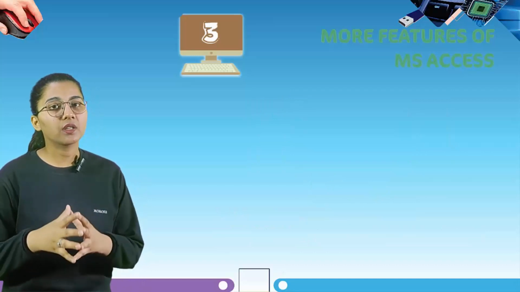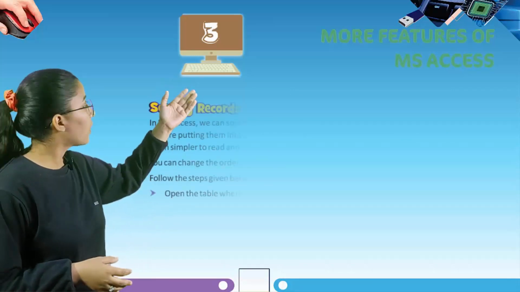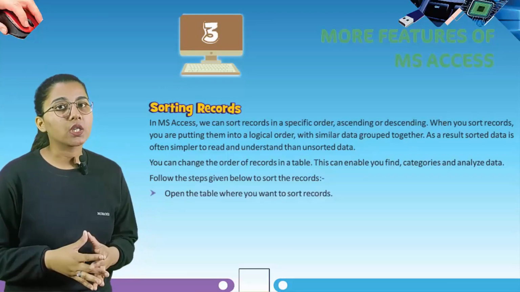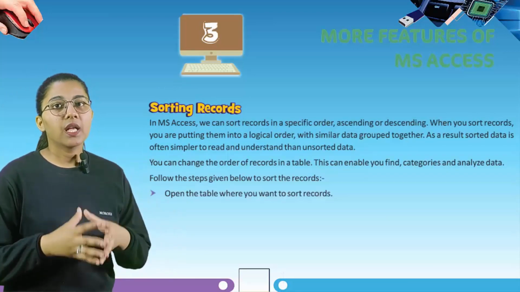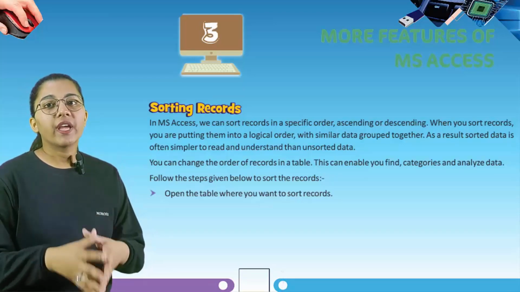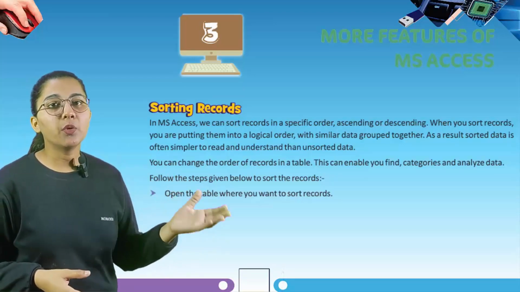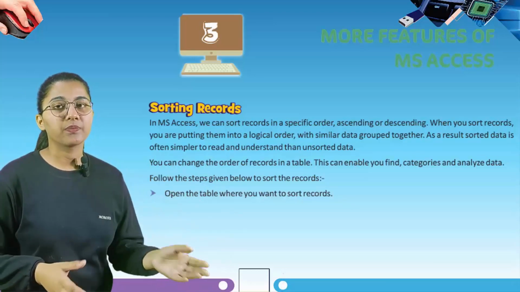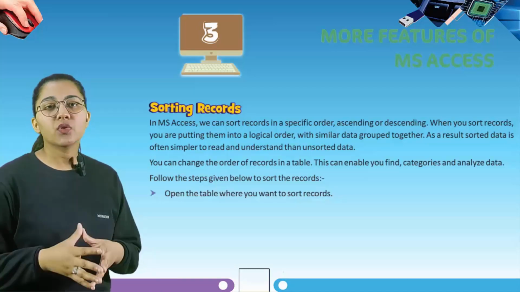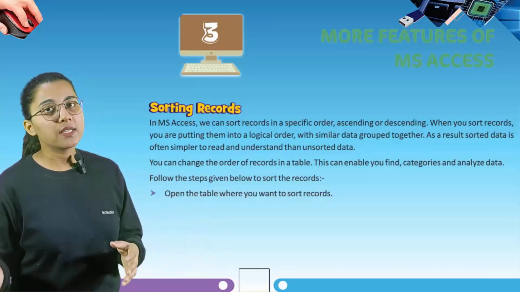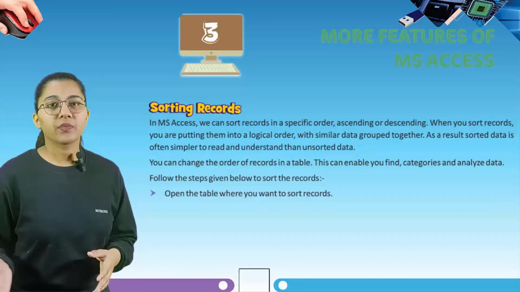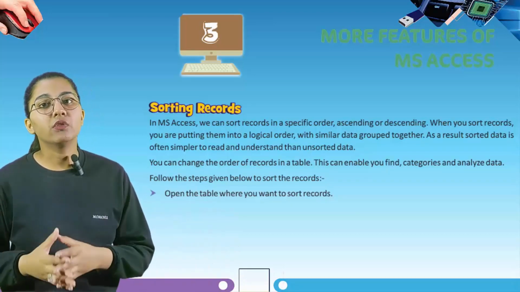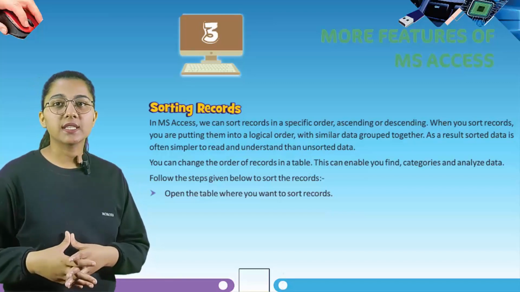Now students, let's start our new topic, that is sorting records. In MS Access, we can sort records in a specific order, ascending or descending. When you sort records, you are putting them into a logical order with similar data grouped together. As a result, sorted data is often simpler to read and understand than unsorted data. You can change the order of records in a table. This can enable you to find categories and analyze data.